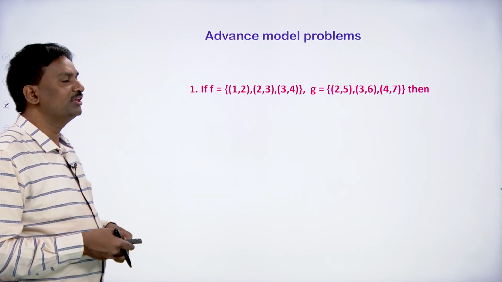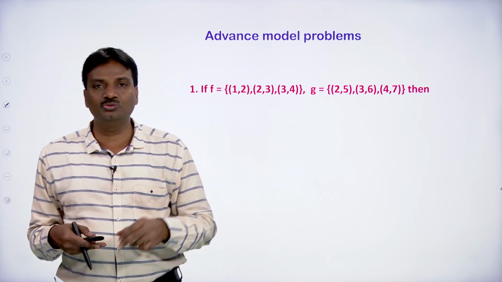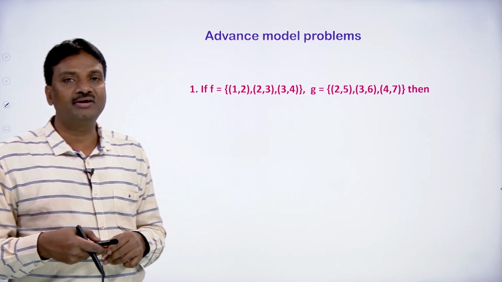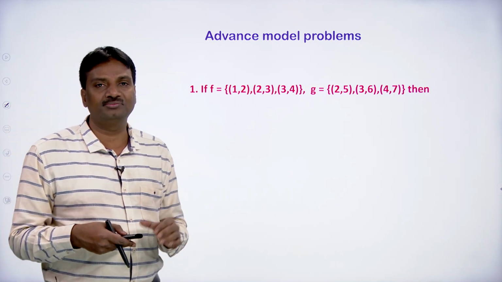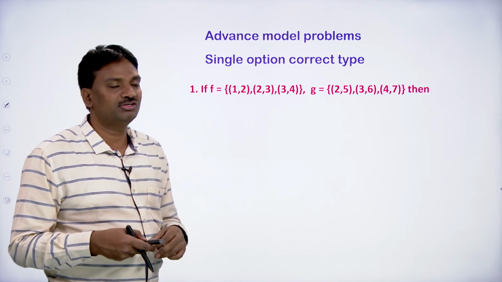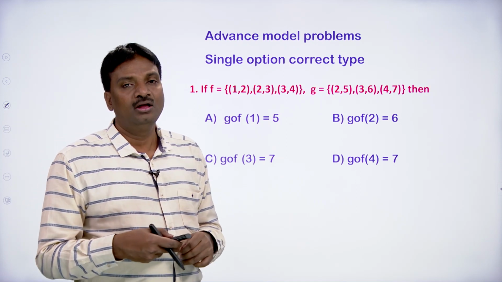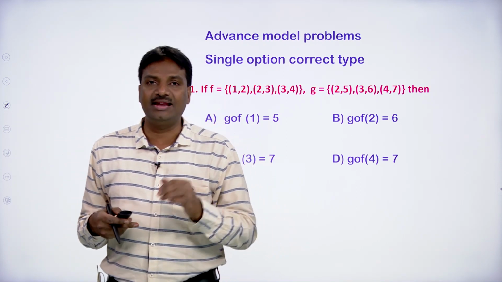Now these are the advanced model problems. Till now we have done the problems related to the mains model. Now we are doing the advanced model problems related to the composite function. In advanced model problems, the first one is single option correct type. We know how the problems are in advanced model.